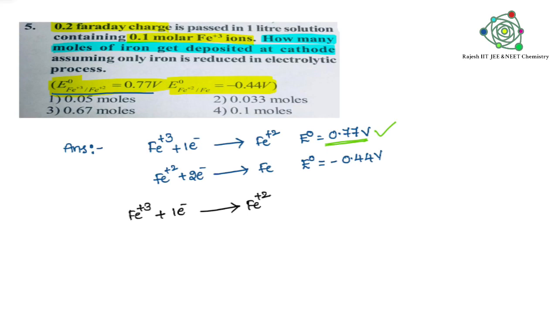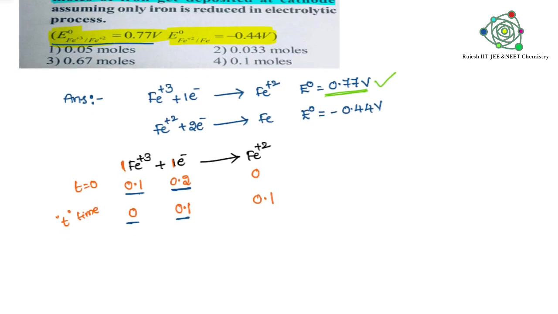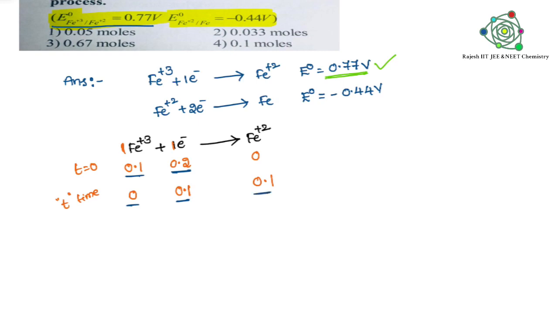Now, 0.2 Faraday charge means that's nothing but 0.2 moles of electrons. And Fe+3 is given as 0.1 moles. Initially Fe+2 formed is 0. After some time, you see which is the limiting reagent: Fe+3 is the limiting reagent. So Fe+3 is totally consumed and converted to Fe+2, and the excess reagent is electrons. You have to have clarity about the remaining quantities in the solution.